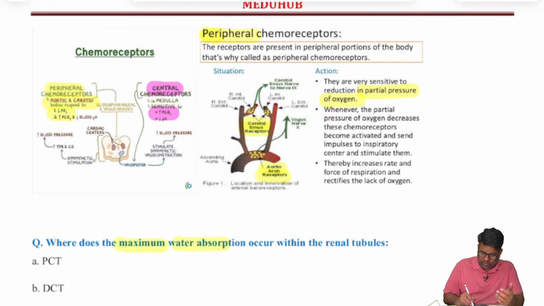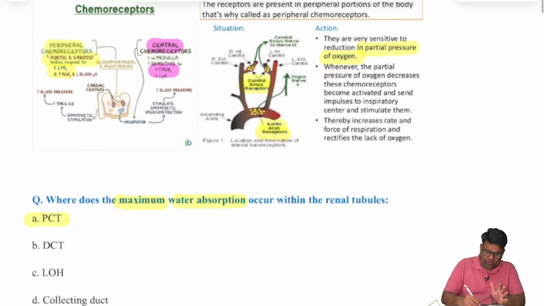Okay. Now, the next question was about maximum water absorption in the kidney. The answer, I think most of you must know, is the proximal convoluted tubule. Whether there is presence of vasopressin or absence of vasopressin, it doesn't make much difference. The answer has to be always and always the proximal convoluted tubule. Maximum water, and not only water, maximum solutes are reabsorbed in the PCT.